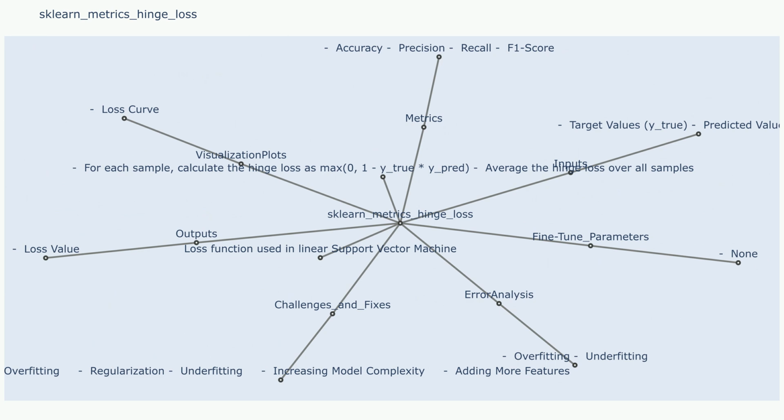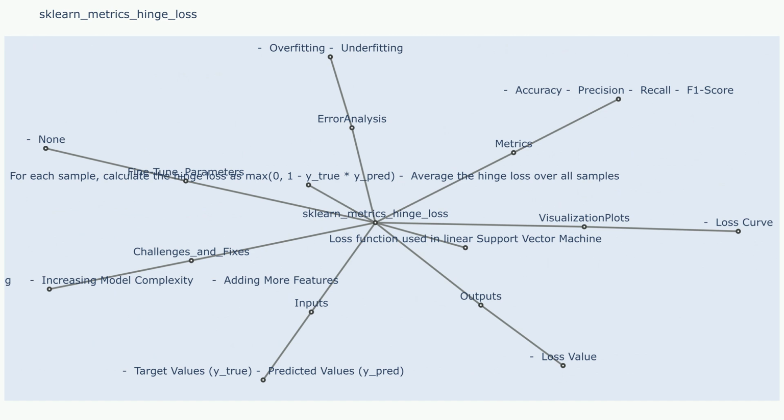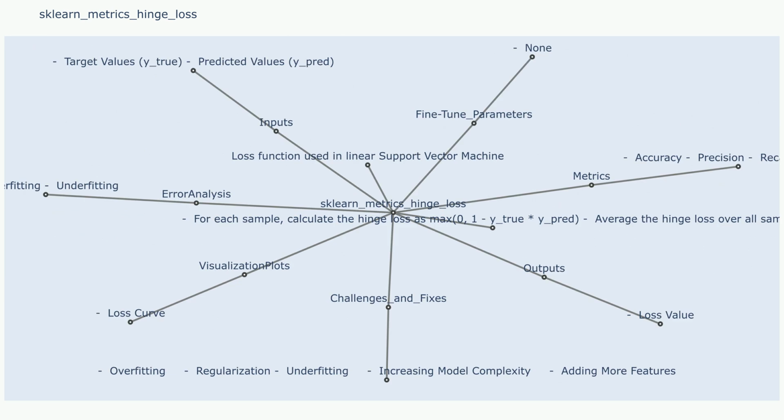Hinge loss. Metrics: none. The hinge loss itself is a metric representing misclassification error. Visualization plots: none. Hinge loss doesn't directly translate to a visual plot like a confusion matrix or ROC curve. Fine-tune parameters: none. The hinge loss doesn't have any fine-tuning parameters. Uncertainty methods: none. Hinge loss does not provide a direct measure of uncertainty.